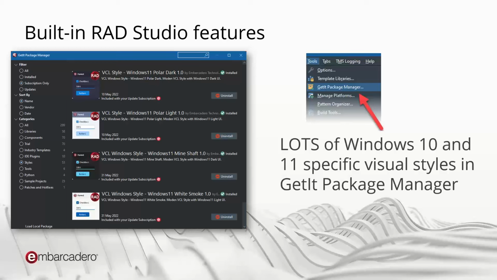The Windows 11 versions are the ones that you see there: Polar Dark, Polar Light, Mine Shaft, and White Smoke, which are pretty good-looking styles. If you add them to your latest apps and you haven't used them before, I can tell you it's a real bump to the visual look and feel of the apps.